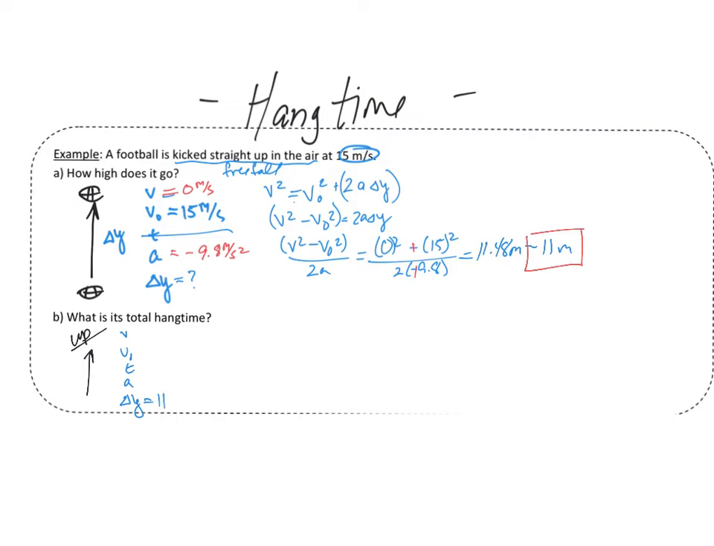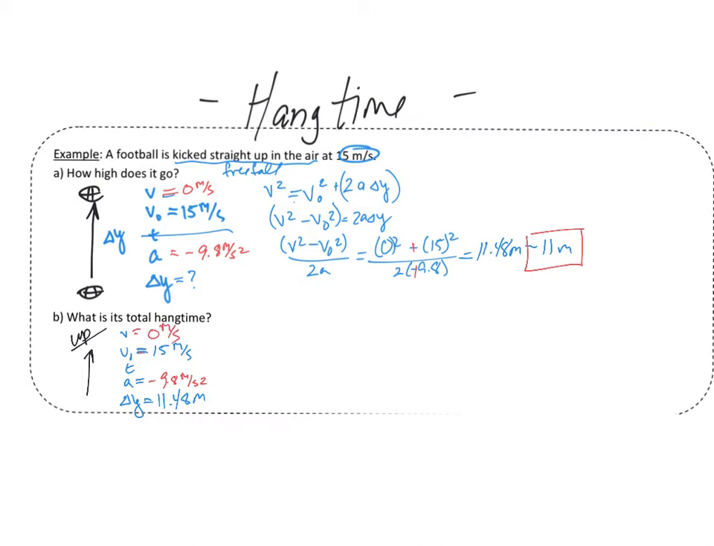It travels 11.48 meters. We know that it was a free fall, right? So the acceleration is negative 9.8 meters per second squared. In this case, we know that the initial velocity was 15 meters per second, and the final velocity was 0 because it was the up version, right?